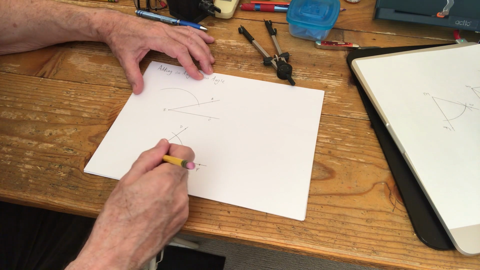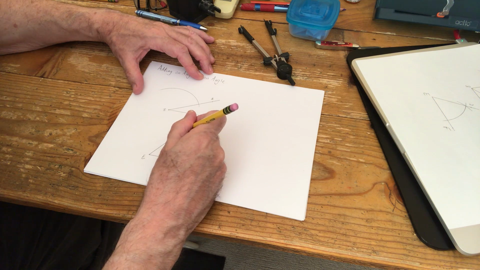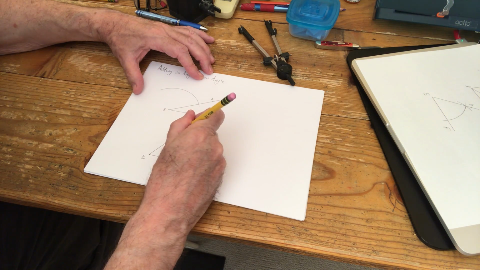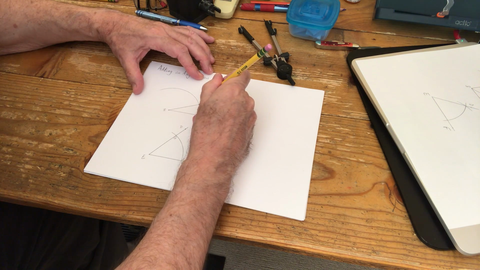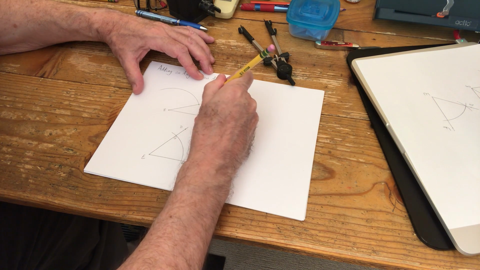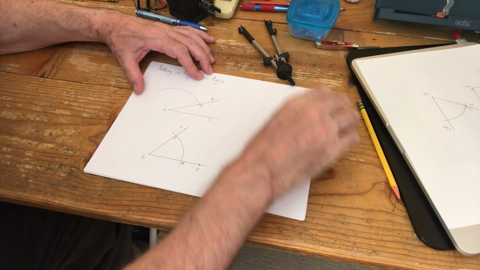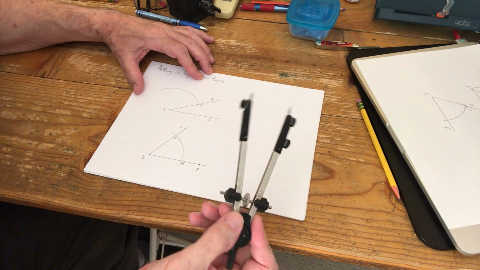And I'm going to make a few letterings here. On ray ED, I'm going to call this point G, since that's what we're up to in the alphabet, and I'm going to call this H, and I'm going to call this point over here I, just for convenience sake, so we can talk about the points.